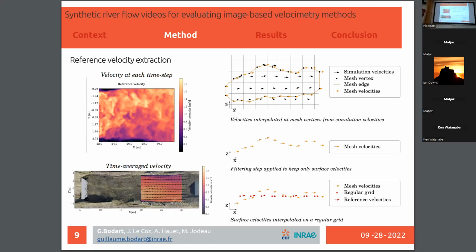As the mesh vertices are moving through time, we interpolate these velocities on a regular grid so that we can compare them on a fixed grid with the velocities from LSPIV, for instance, or other methods. So here is an example. You have the velocities that we obtain for one time step, and here are the time average velocities plotted on the whole domain. Next, please.